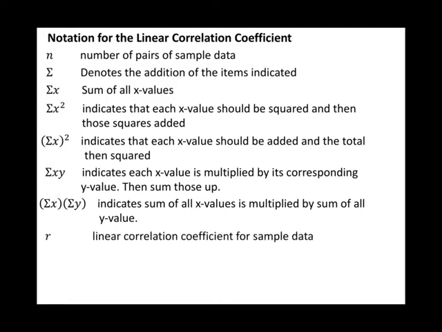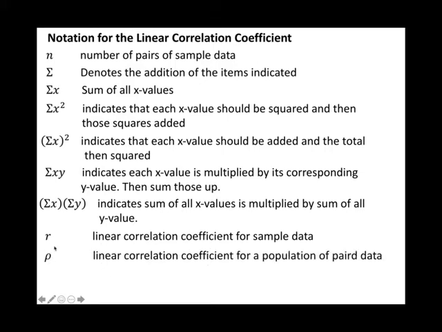Okay, two more notations. This one, the R. R is called the linear correlation coefficient and this is specific for the sample. Just like you have the sample mean or population mean. The R here is called the sample linear correlation coefficient. And then this is the rho, okay? Look at this notation. This is not the P, okay? This is the rho. We call this the population linear correlation coefficient.